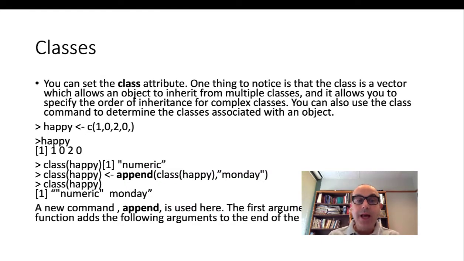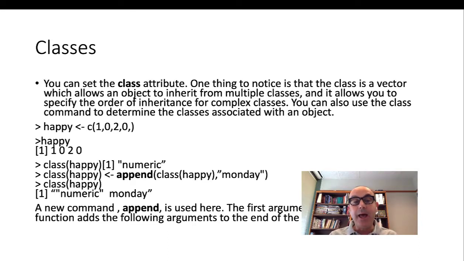So what are classes? You can set class attributes. One thing to notice is that the class is a vector that allows the object to inherit from multiple classes, and it allows you to specify this in order to inherit a more complex structure. You can assign one class to another, and you can implement one class in another too. For example, happy is a class, and we can apply different statistical analysis to it.